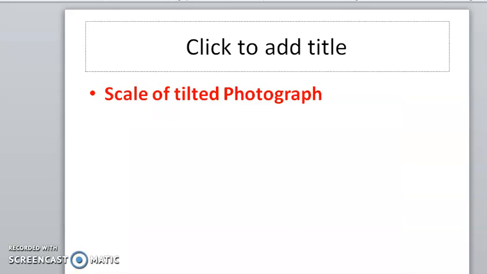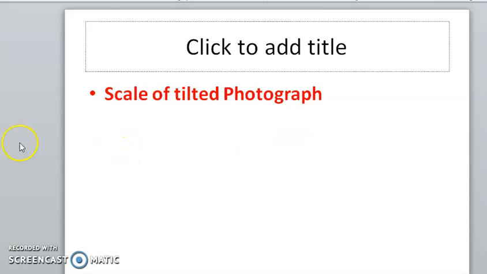Now we have gone through the scale of the vertical photograph and the formulas, how the photograph is taken for a given height and what is achieved. That is all we have studied. Now we go for the tilted photograph. There are two types of scale: the vertical scale of the photograph and the tilted scale of the photograph.